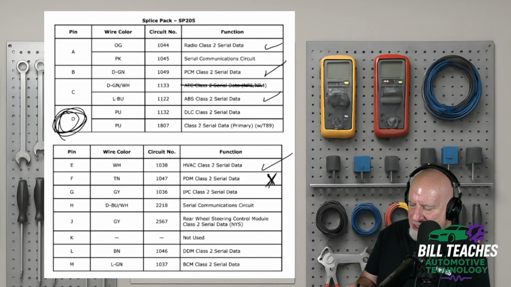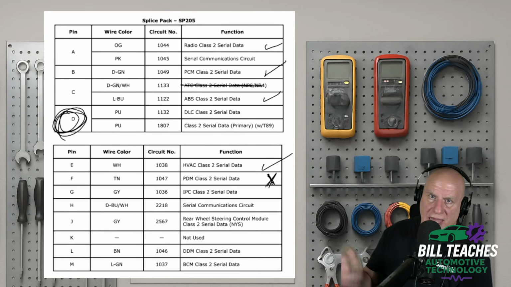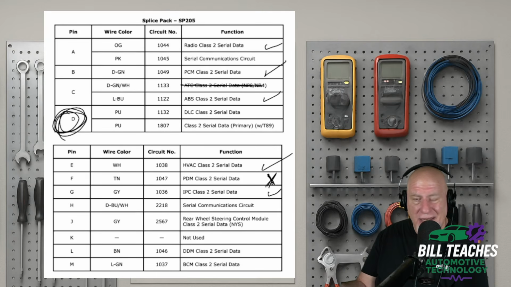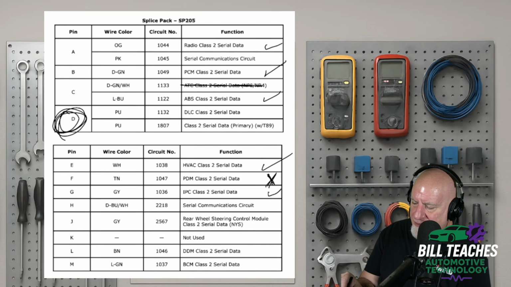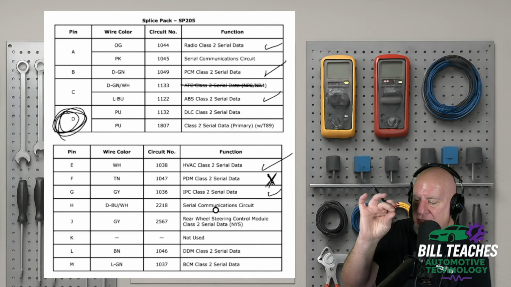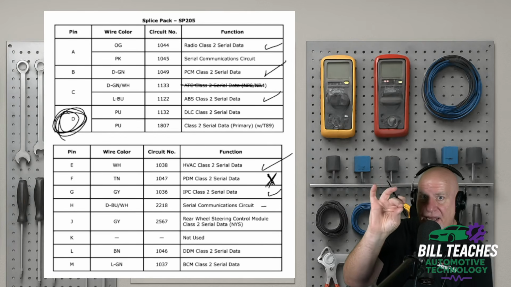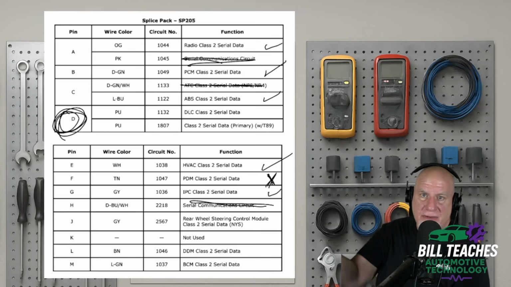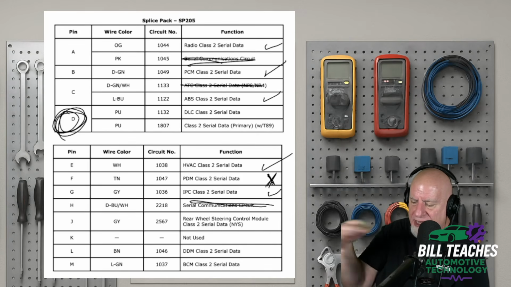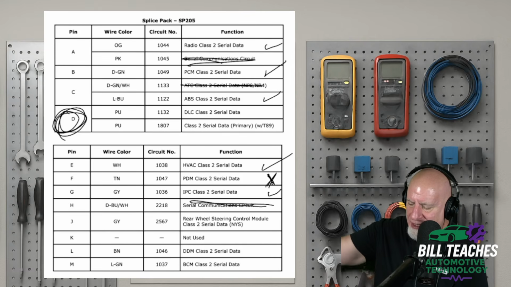So H, serial communication circuit, we're not going to be able to communicate with a communication circuit, if you know what I mean. So I ignore those, just like on A, the pink wire circuit 1045, I'm going to ignore it as well. It's in the same connector. So what this would look like is on the back side of pin A, you would have two wires going into it. So there's really no way to isolate it without cutting anyway. But forget that for now.